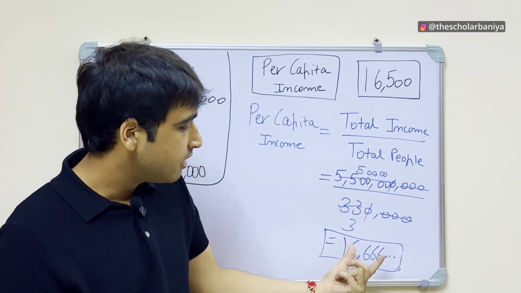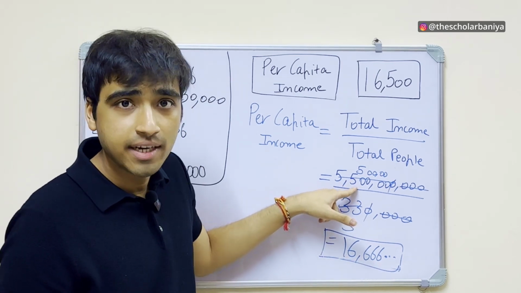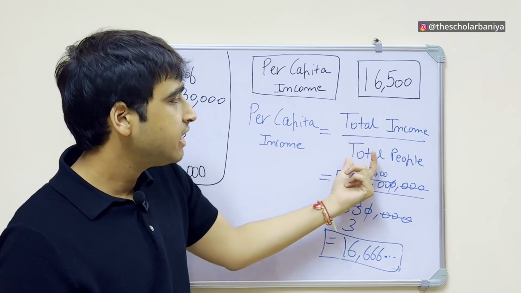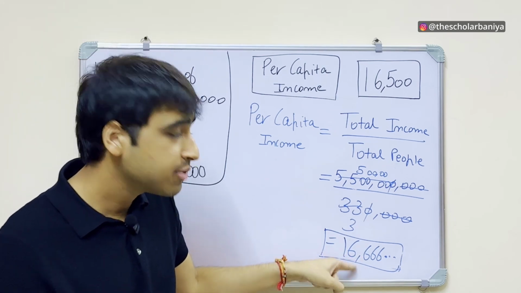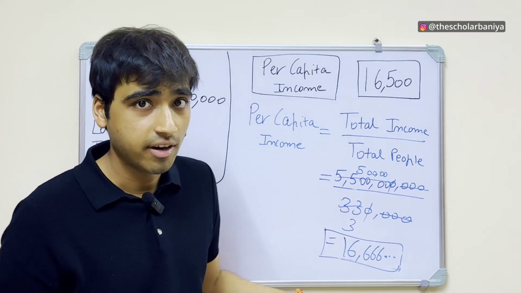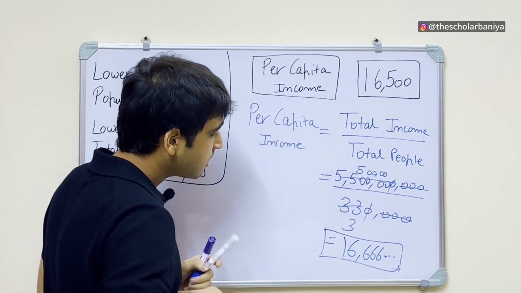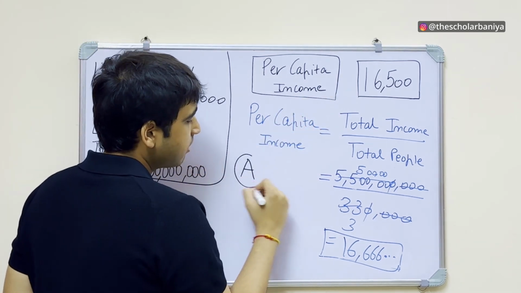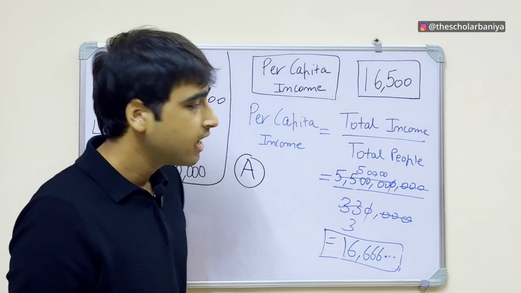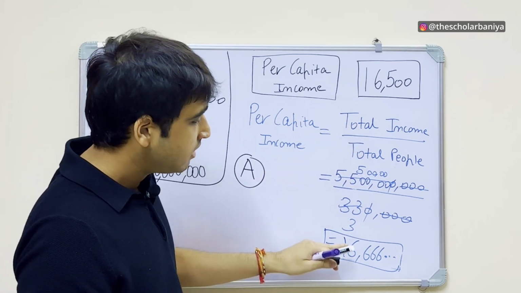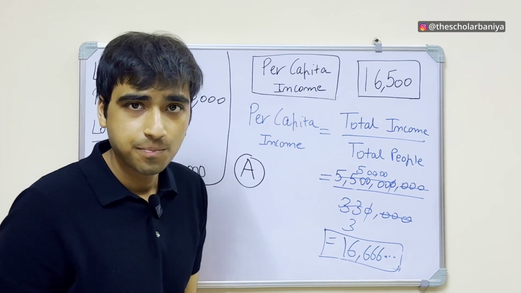So for example, right now the value is 16,600. If we increase the numerator, that is, if we increase the income, and keep the people the same, then the value will increase a lot. That means it will be much greater than 16,600. So in that case, the answer will still be A, because right now 16,600 is greater than 16,500, and if we increase the numerator, the value will become even greater than this.